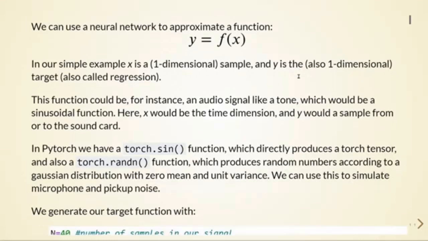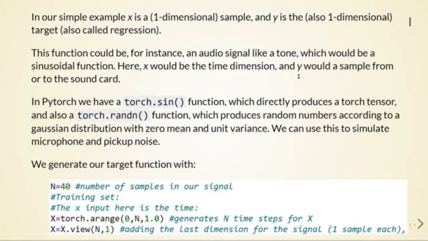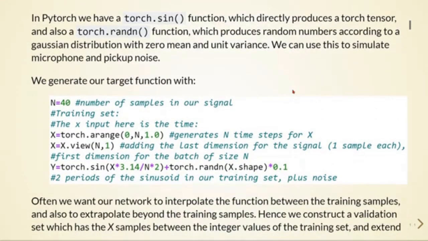card. In PyTorch, we have a torch.sin function, which directly produces a torch tensor, and also a torch.randn function, which produces random numbers according to a Gaussian distribution with zero mean and unit variance. We can use this to simulate a microphone picking up noise, for example. So we generate our target function like this.